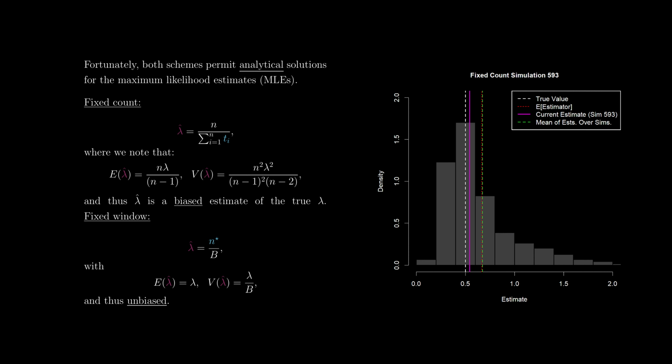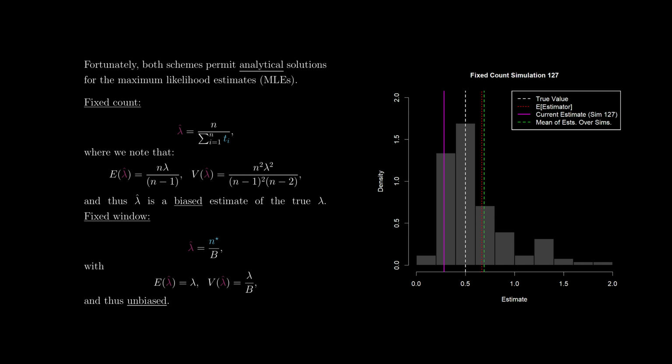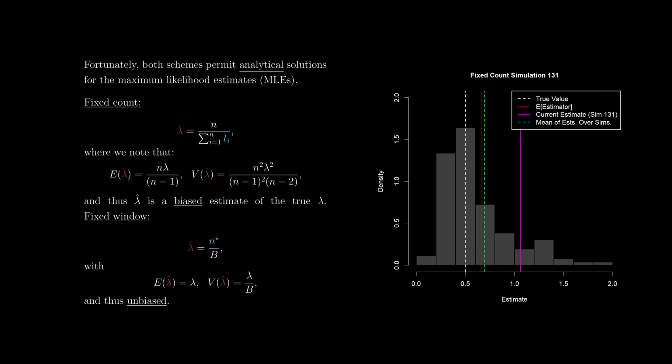We also find that its variance is n squared times lambda squared divided by (n minus 1) squared times (n minus 2). Okay, and then we see that, because the expectation of that lambda hat is not exactly the same as the true parameter, lambda, we have a biased estimate of the true parameter, lambda. Now what that means is that, statistically speaking, it's always going to be slightly offset from the true value. And indeed, you see this a lot when you're dealing with count processes.